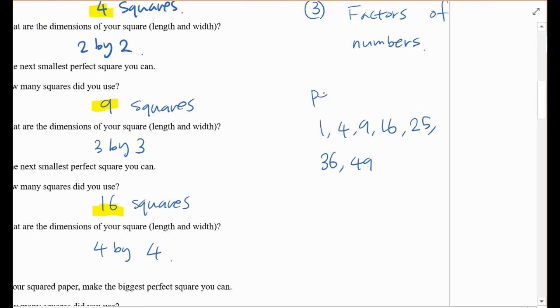So those are called perfect square numbers.